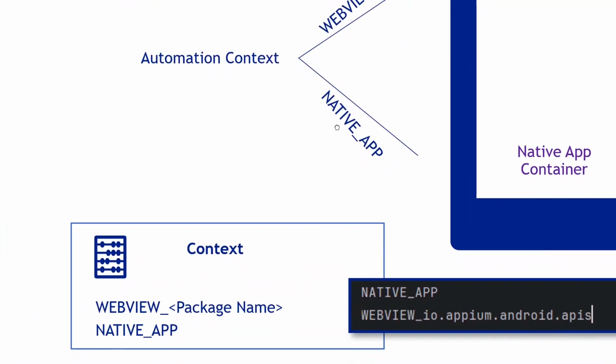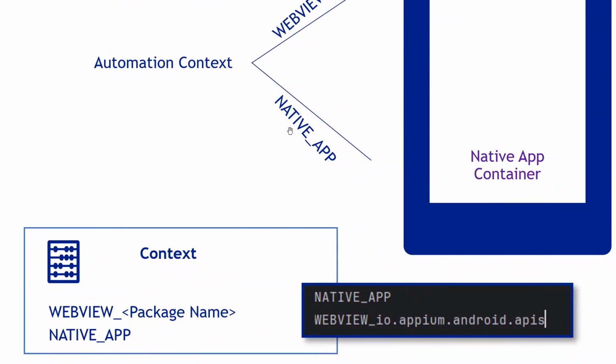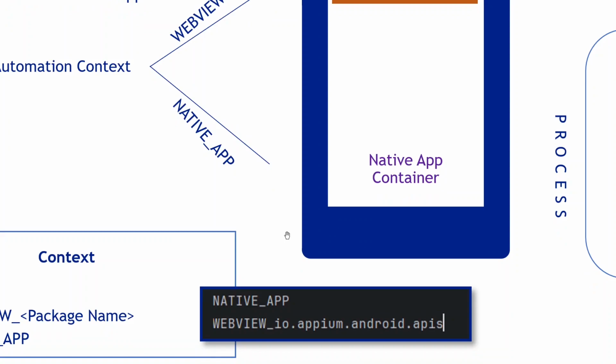Okay, so when you apply the command, it will display the two context switches. Always we call it a web context. At a high level we call it a hybrid app, but in technical terms, on the Appium side, we call it native app and web view. Overall we call it a context.